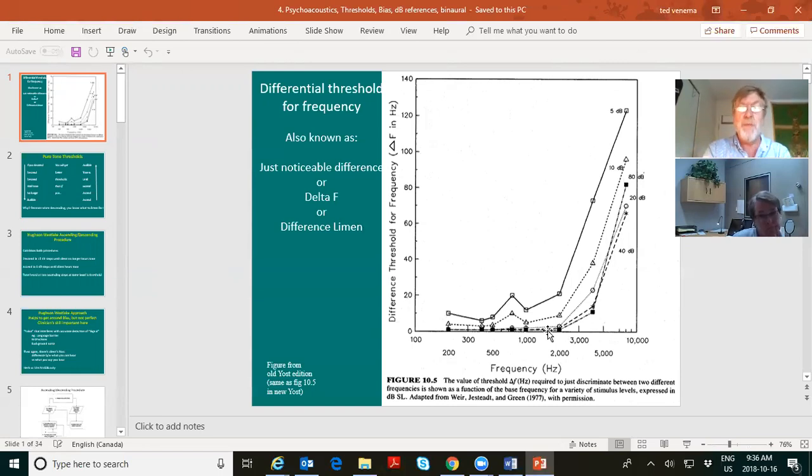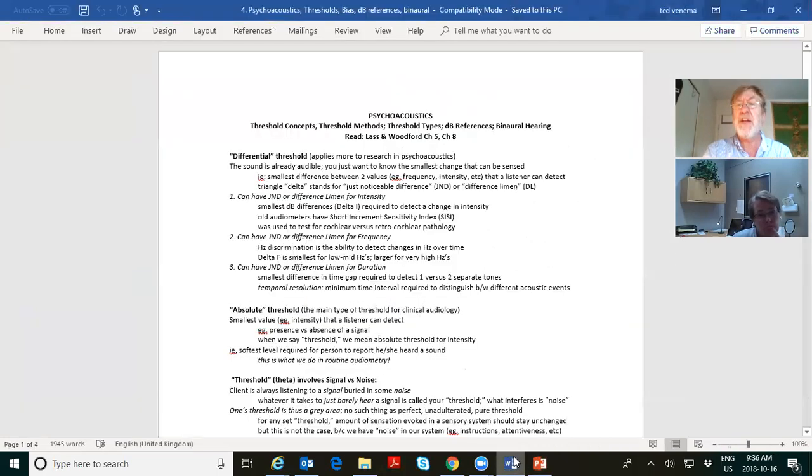Anyway, we'll go back to our notes now, because that's differential threshold and we aren't testing that. Good, so let's dispense with that. We'll put that in the rear view mirror now. And now let's look at what's in the middle of the page here.